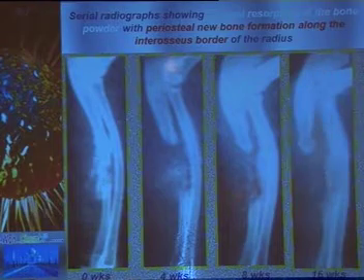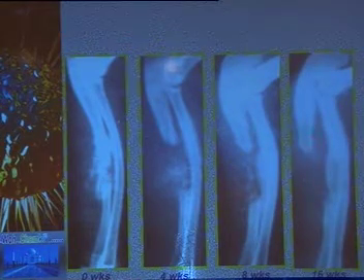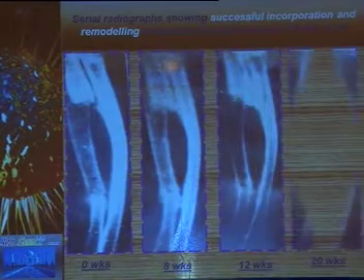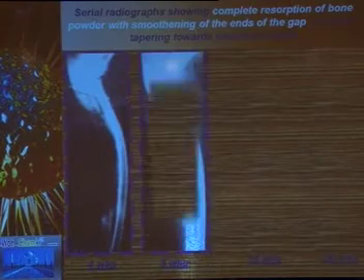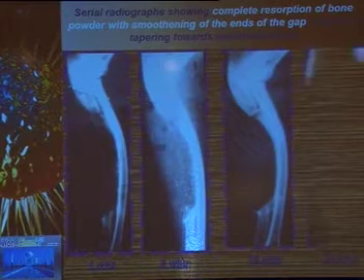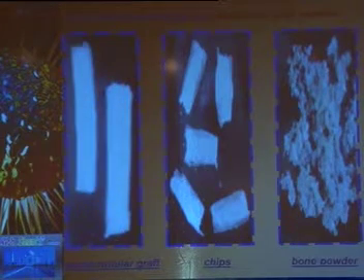Here the bone powder is getting resorbed with new bone formation along the periosteal border. This is the whole tubular graft getting incorporated. Here again the bone powder is getting resorbed by the end of 12 weeks. This is the macroscopic appearance of unimplanted graft material.